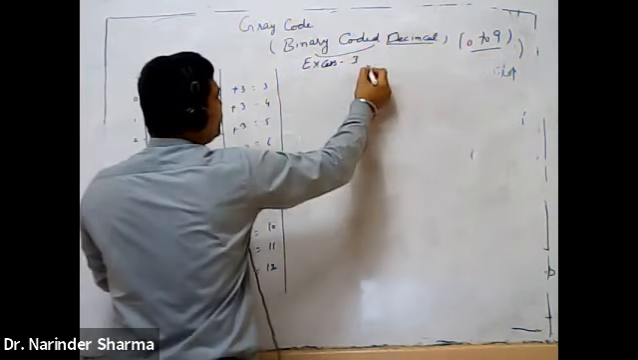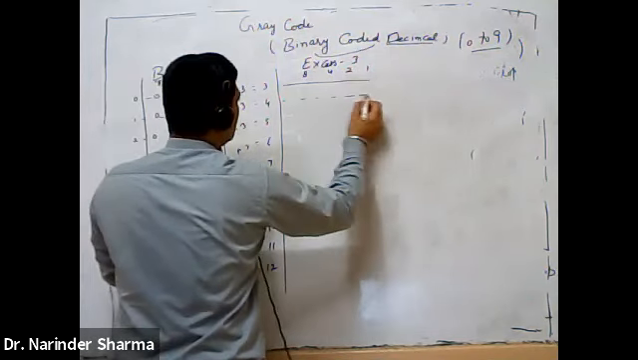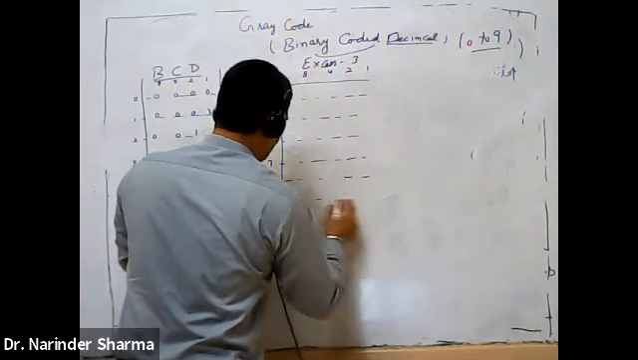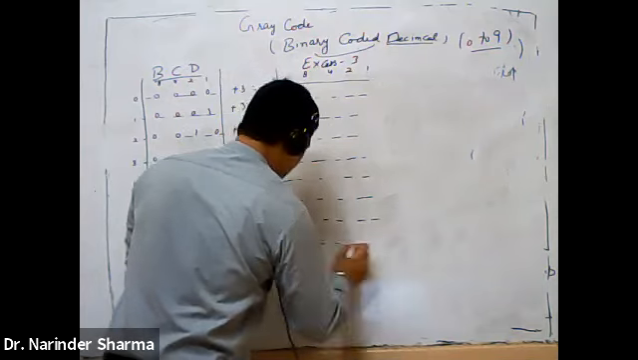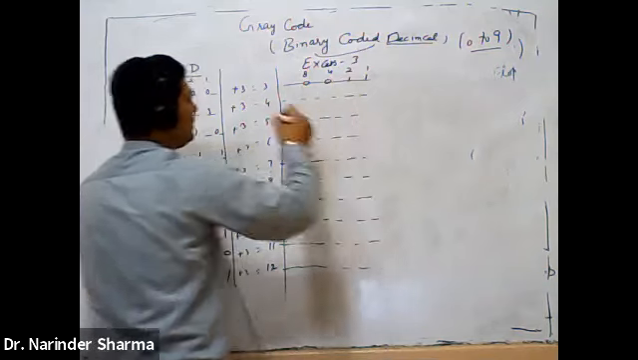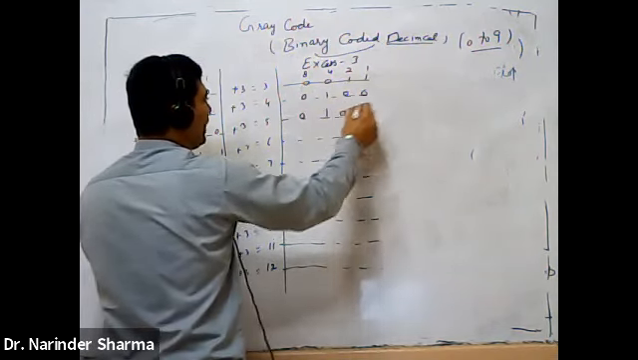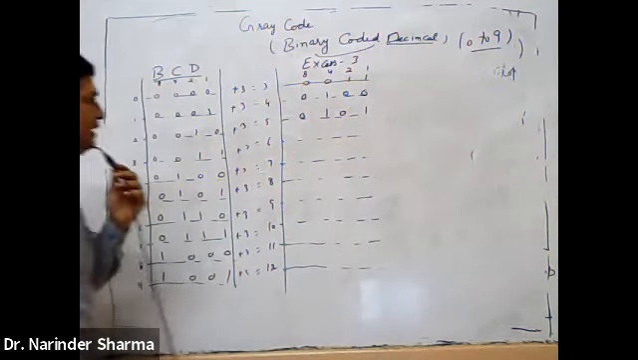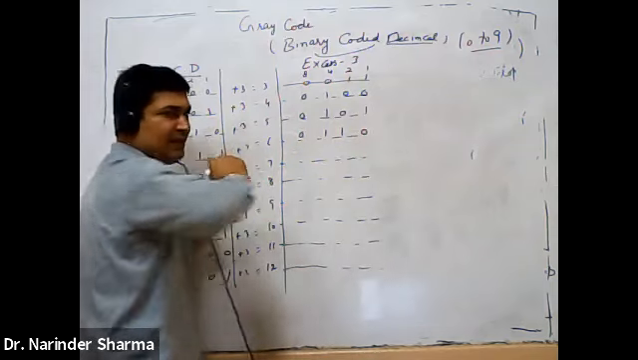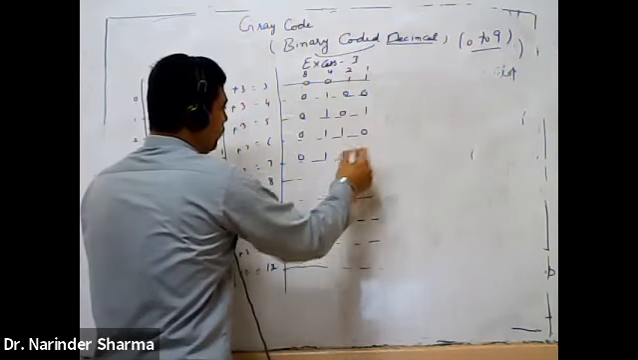3 using the weighted method 1, 2, 4, 8. Again, you have to fill the values as per the weighted rule. 3 is 2 plus 1. 4, under 4 there should be 1. 5 is a combination of 4 and 1, so under 4 and 1 there should be 1. 6 is a combination of 4 and 2, so under 4 and 2 there should be 1. 7 comprises 4, 2, 1.